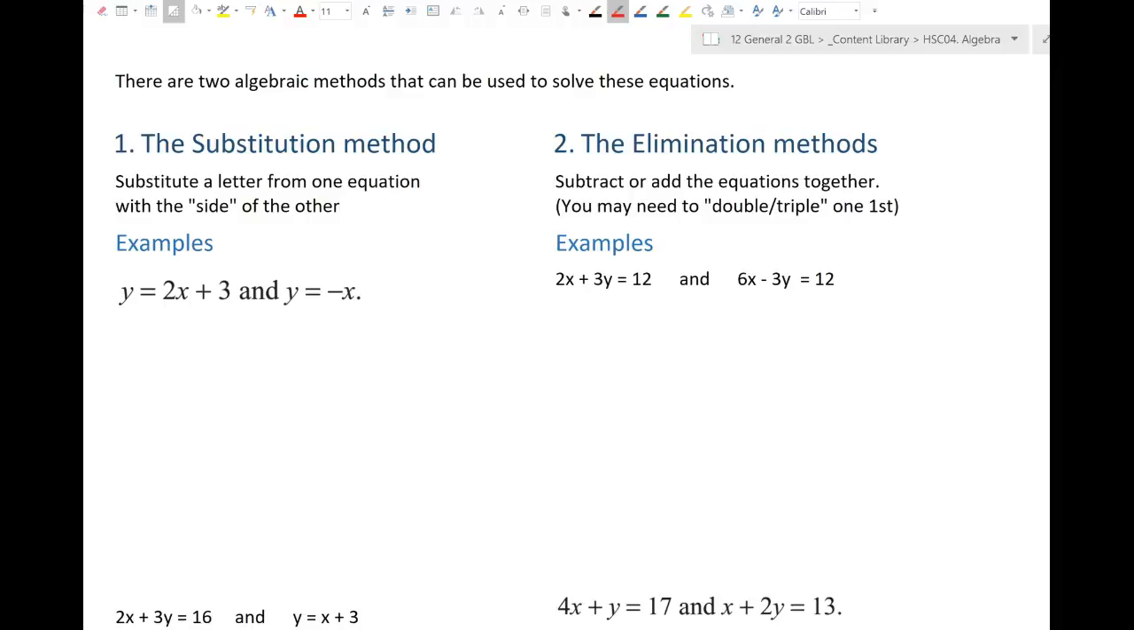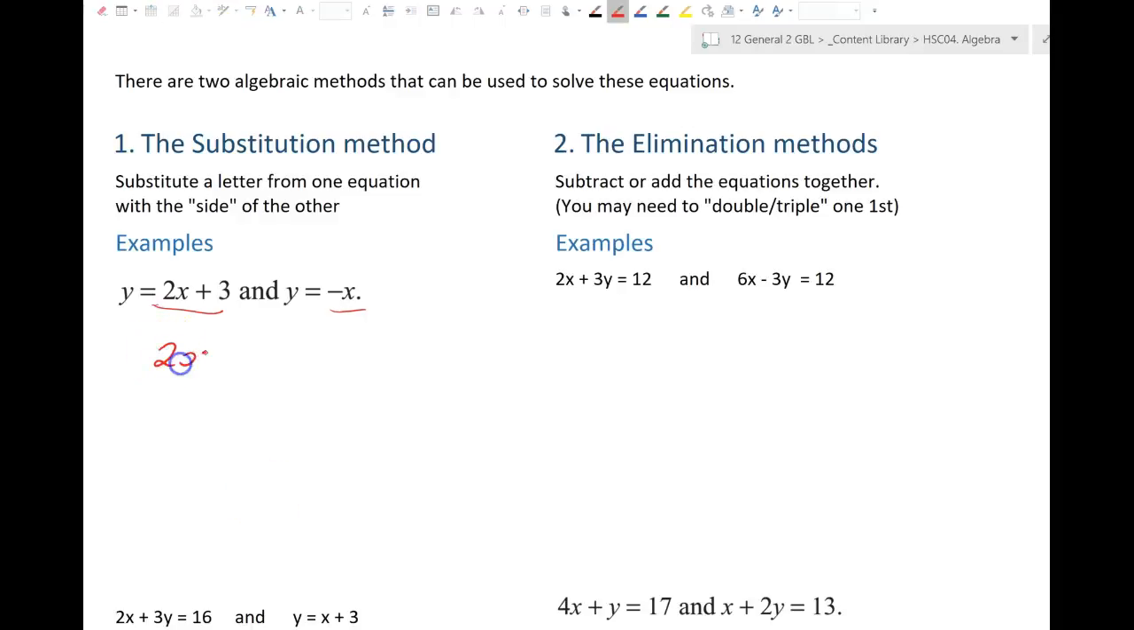Let's look at two algebraic methods that we can use to solve equations simultaneously. So that's when we have two rules, or two equations. We have to find the values for x and y that fit both rules at the same time. Now, if they both start with a y equals, what we can do is make the other sides equal to each other. And we'll write that down here.